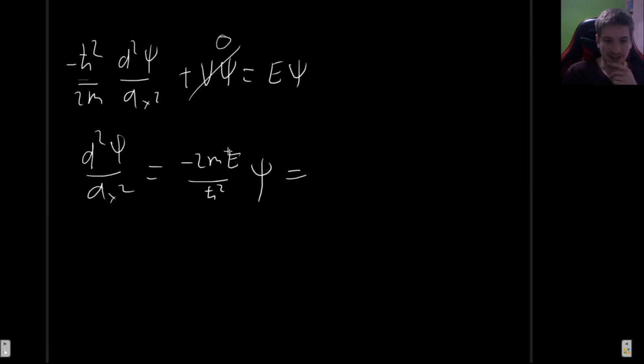So since the energy here is positive, we just define this as minus k squared psi, with k squared equal to 2mE divided by h bar squared. This is k squared, right? So k is just going to be the square root of this.